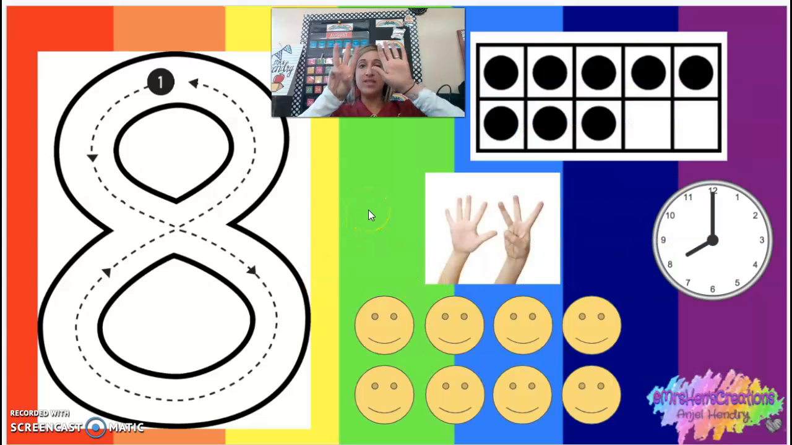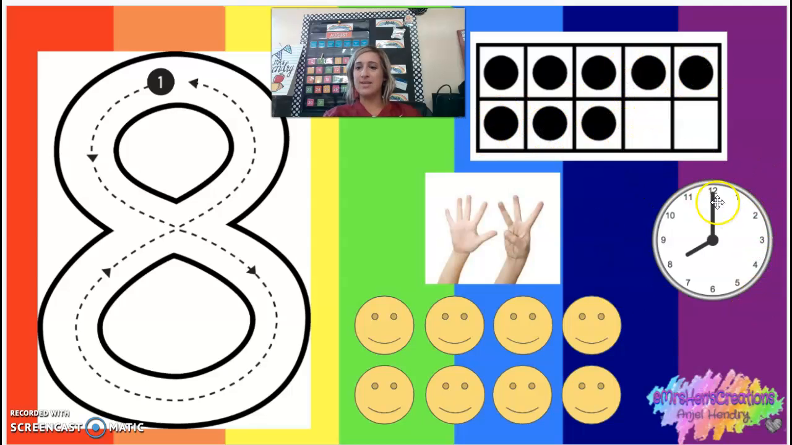All right, this is 8 fingers. See right here? 8 fingers. You hold up 5 and then 3 more. 8. All right, this is a tens frame with 8 dots in it. 1, 2, 3, 4, 5, 6, 7, 8.